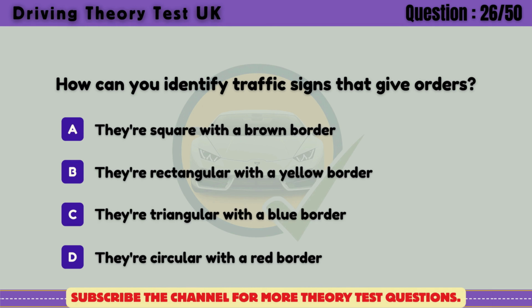Question 26. How can you identify traffic signs that give orders? Option A. They're square with a brown border. B. They're rectangular with a yellow border. C. They're triangular with a blue border. D. They're circular with a red border.